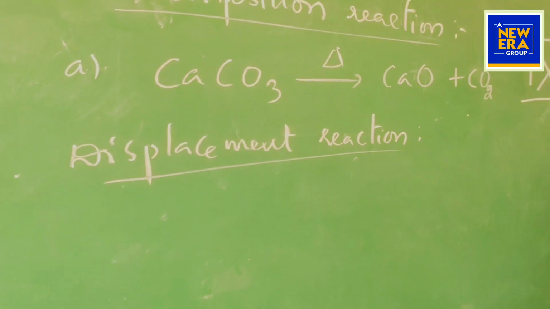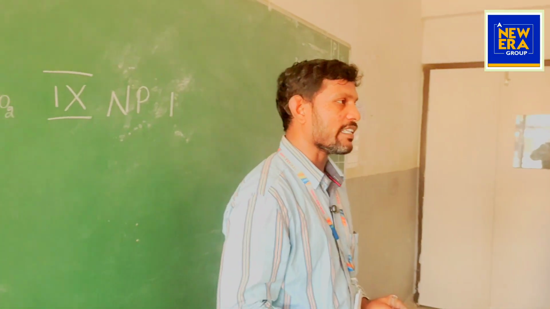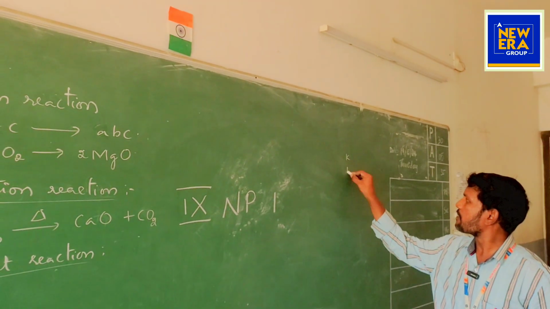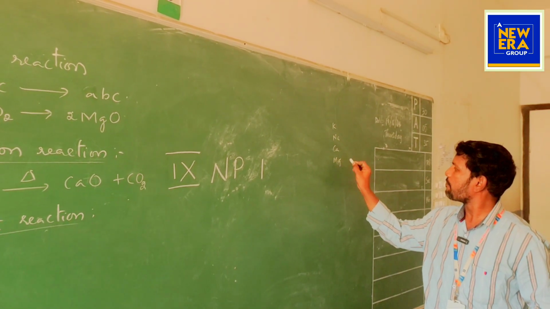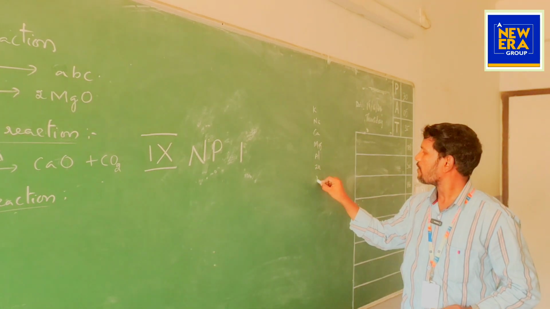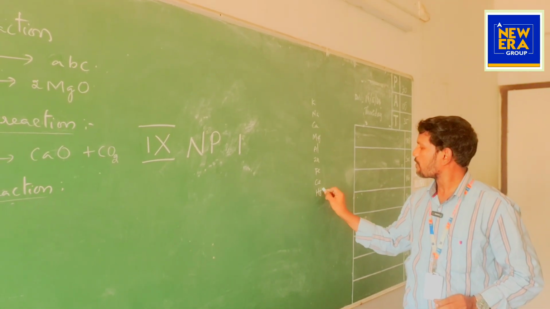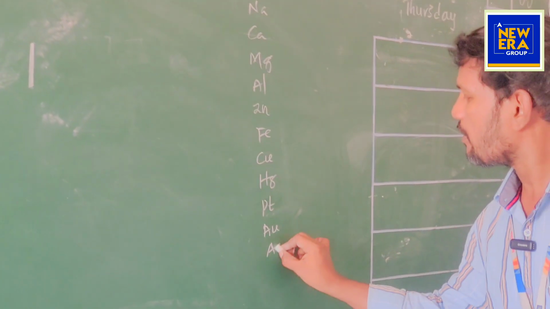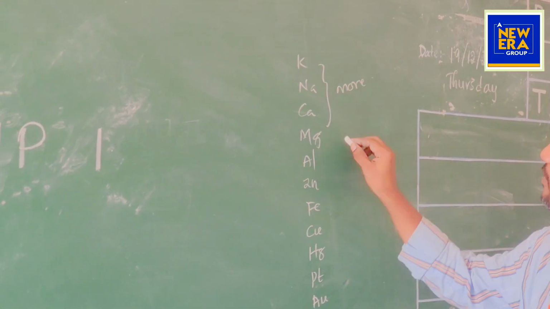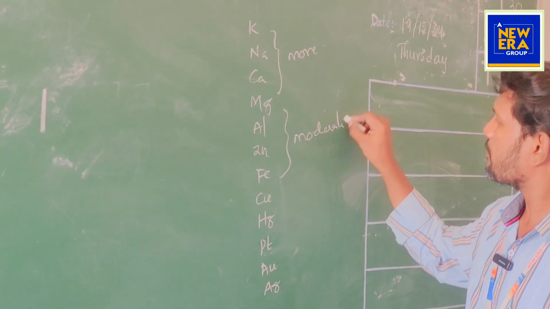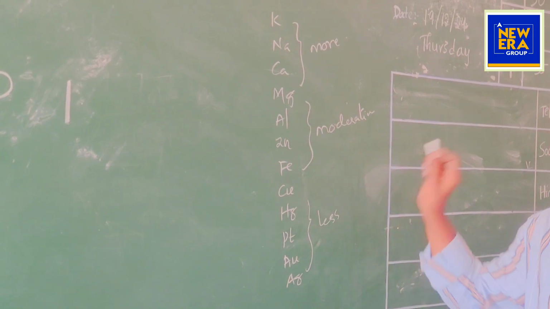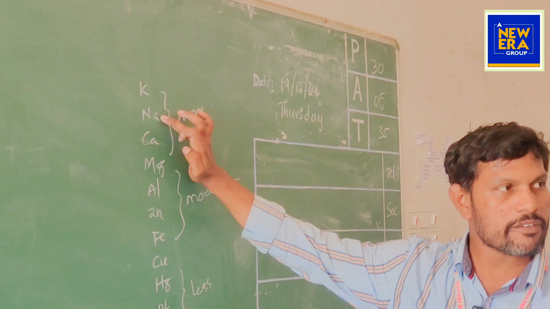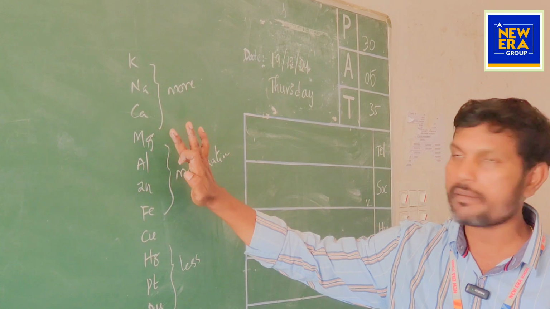A reactive element displaces a less reactive element. According to the reactivity series, metals are arranged in decreasing order of their reactivity, like potassium, sodium, calcium, magnesium, aluminum, zinc, iron, copper, Hg, Pt, Cu, Au and Ag. These are the more reactive metals, moderately reactive elements, and these are less reactive elements. See here once: potassium is more reactive than sodium, sodium is more reactive than calcium, calcium is more reactive than magnesium, and so on.